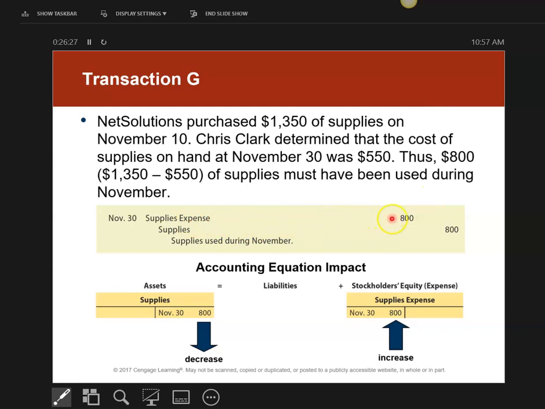Remember, debit expenses only, credit supplies. So here's what's happening. I'm decreasing the amount of supplies I had, but I'm increasing my expense. But this is a negative number, which will subtract from my equity.